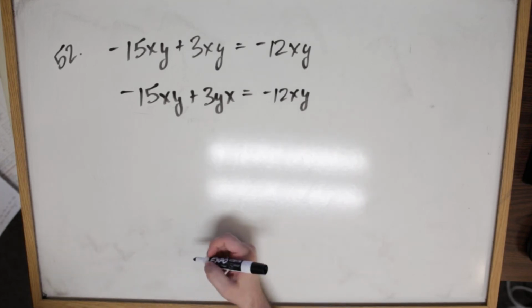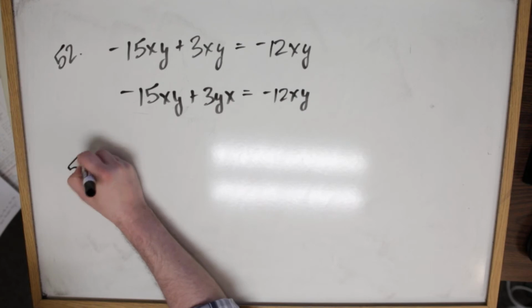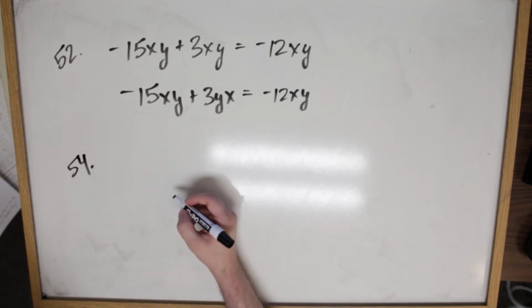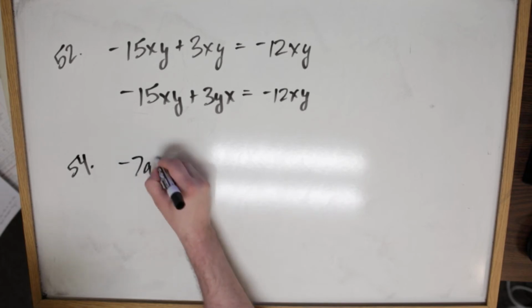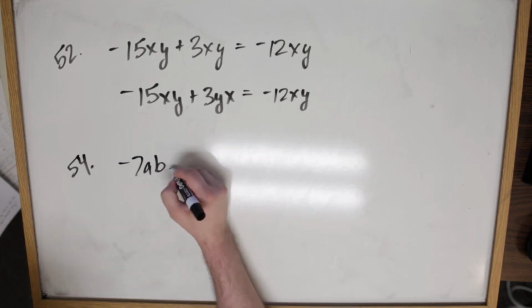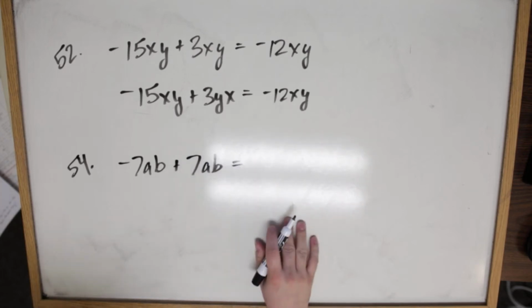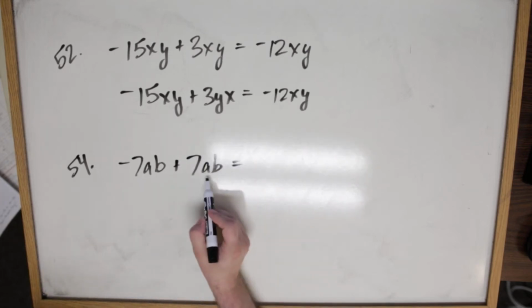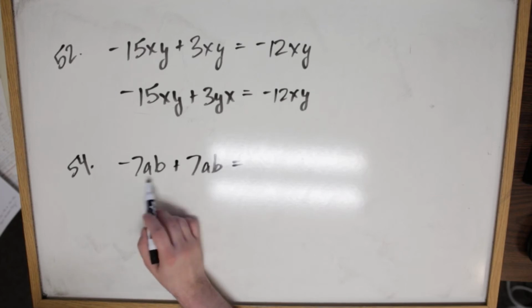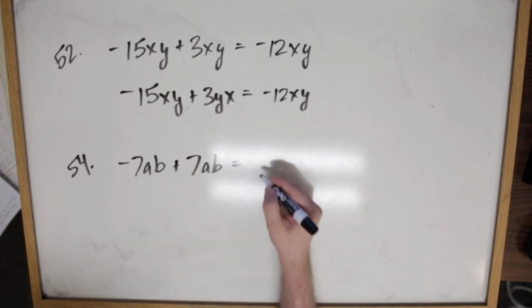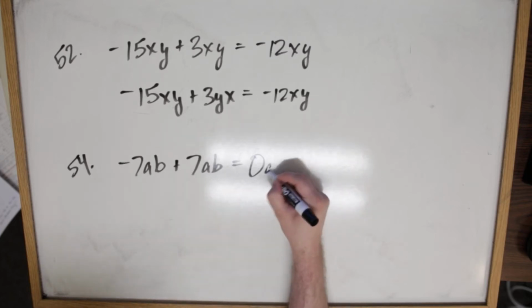All right, let's go ahead and take a look at question 54. And again, this is asking us to simplify. We have minus 7ab plus 7ab, and that is equal to what? So I have the same variables in each term, so I can combine the coefficients. Minus 7 plus 7 is 0, and I have ab.